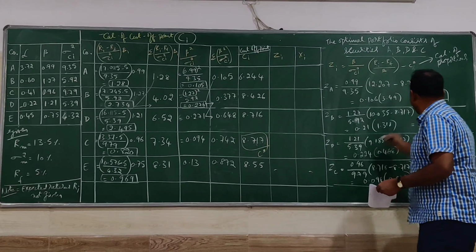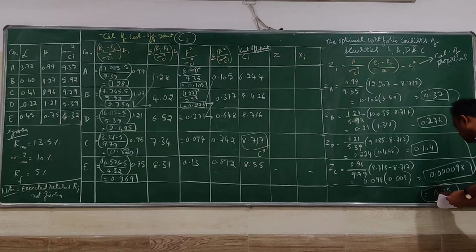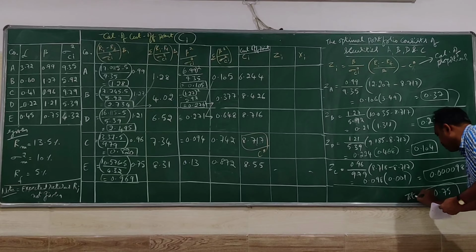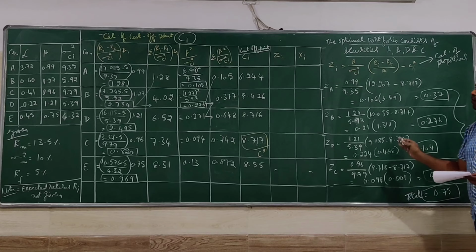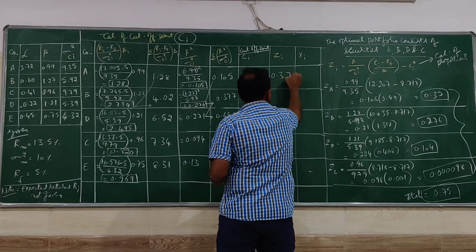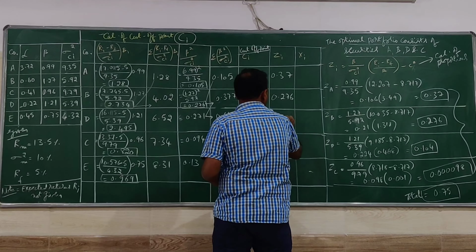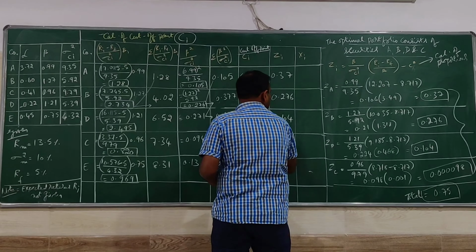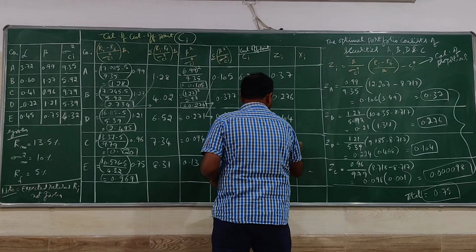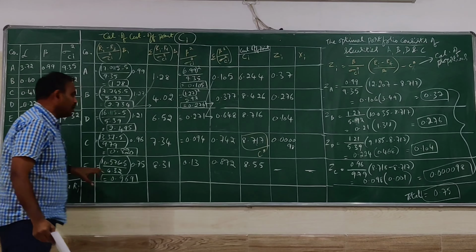So we have to add all these four values. If you add all these four values, you are going to get 0.75 as the total. This is used for finding xi further. So here 0.37, 0.276, 0.104, 0.00098. We are not going to calculate for E.